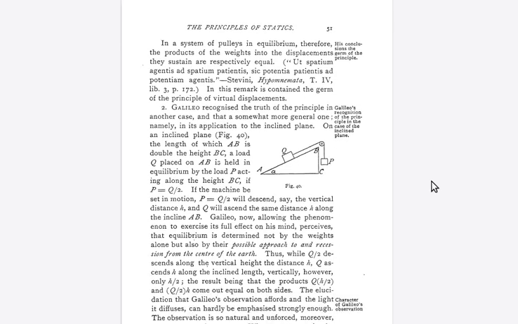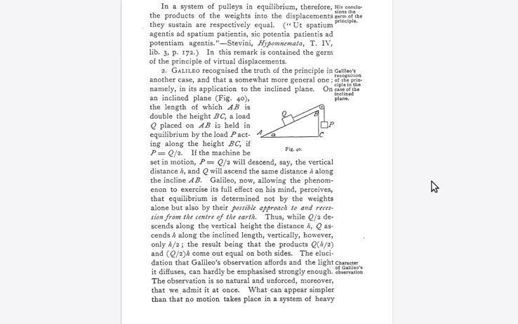Section 2. Galileo recognized the truth of the principle in another case, and that a somewhat more general one, namely in its application to the inclined plane. On an inclined plane, figure 40, the length of which AB is double the height BC, a load Q placed on AB is held in equilibrium by the load P acting along the height BC if P equals Q over 2.